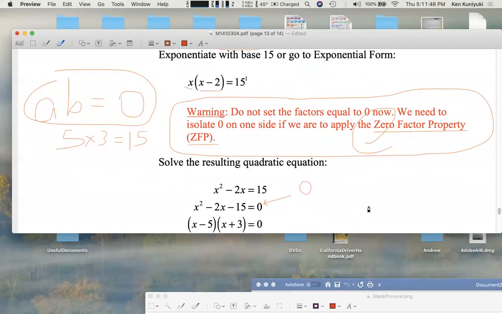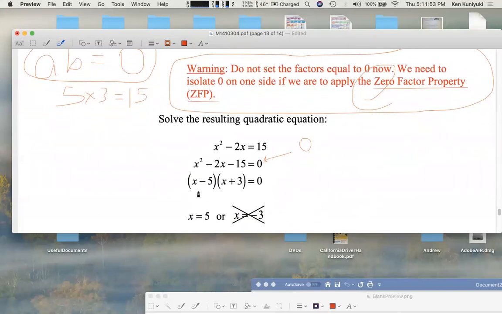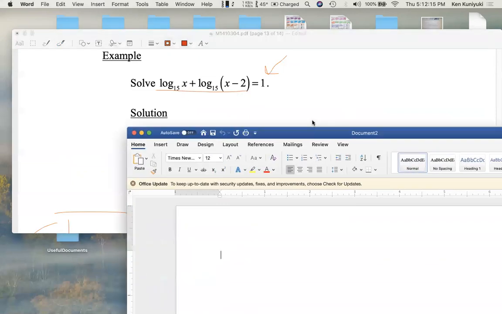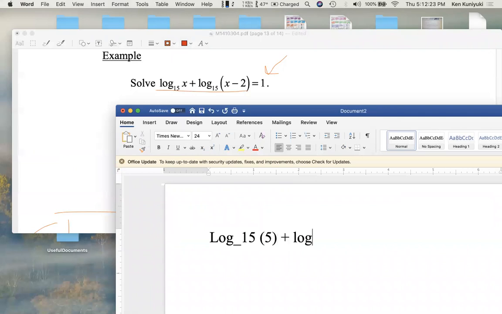But remember, after you do all that, what do you have to do? You're going to have to check. So when you set these equal to 0, you get x equals 5 from this factor, x equals negative 3 from this factor. You don't have to show the intermediate steps. I'll believe you. Now, it turns out the x equals 5 checks out. If you plug 5 into the original, we have 5 here, we have 3 here. We can check it fairly quickly. Log base 15 of 5 plus log base 15 of 5 minus 2, does that equal 1?